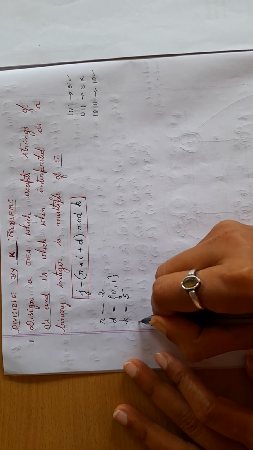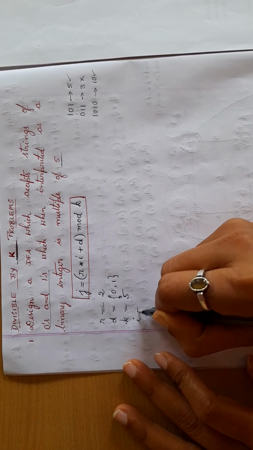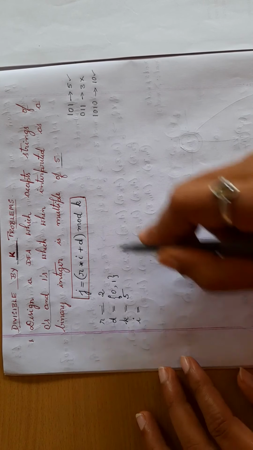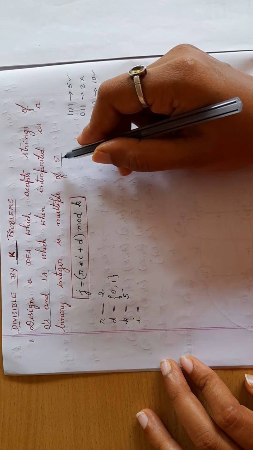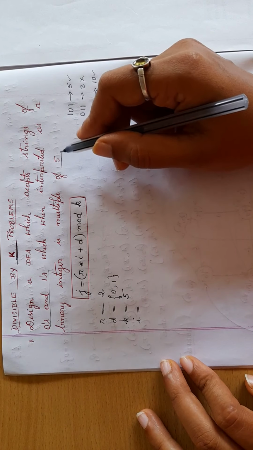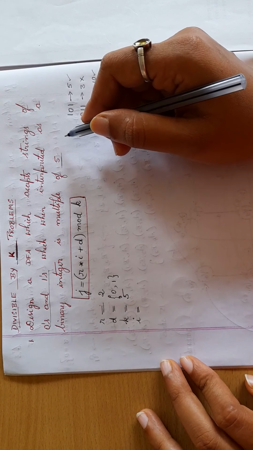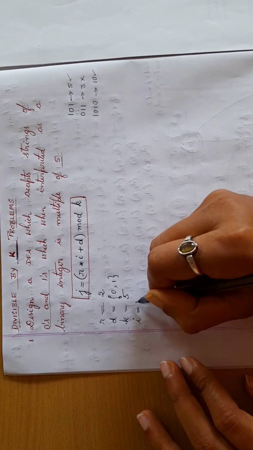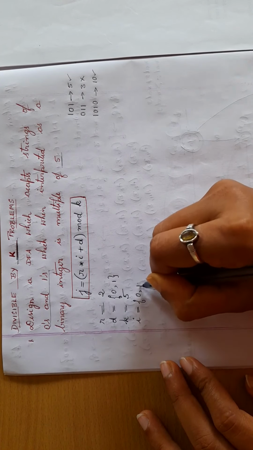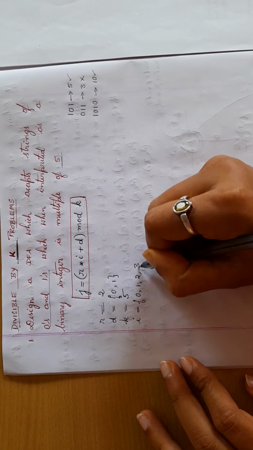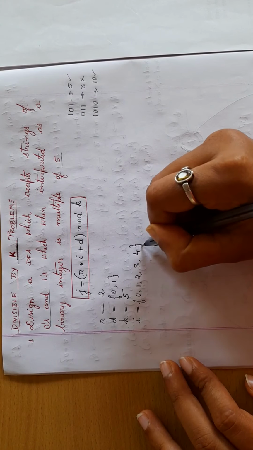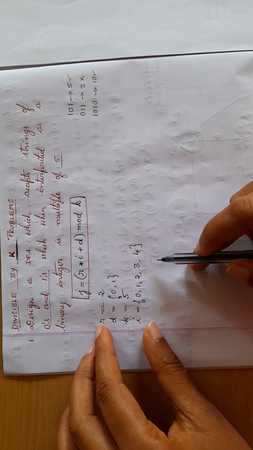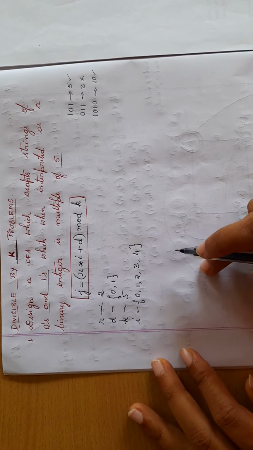Next, I. I is the remainder. When you divide any number by 5, what are the different possible remainders you will get? I'll get either 0, 1, 2, 3 or 4. These are the different possibilities. Once you have this, you can solve the problem.